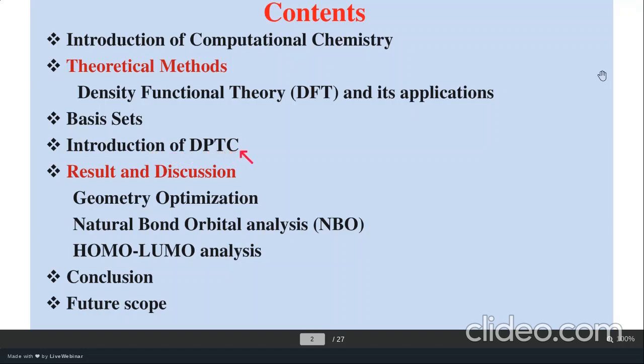Introduction of DPTC. The DPTC is my titled molecule through which we have calculated the properties. The result and discussion, the geometry optimization. By using the software, GaussView and Gaussian 5, we have optimized the geometry of our titled molecule. After that, we have done the natural bond orbital analysis, which gives us the electronic property of that molecule, and the HOMO-LUMO analysis, which gives the reactivity of the molecule, how this molecule reacts throughout the system. After that, some conclusion and the future scope of our work.